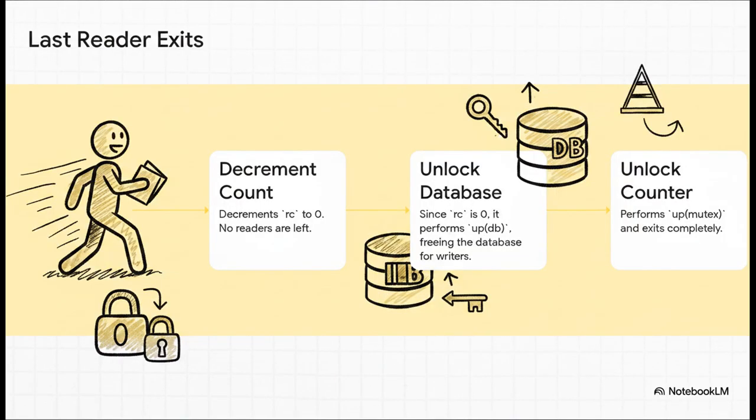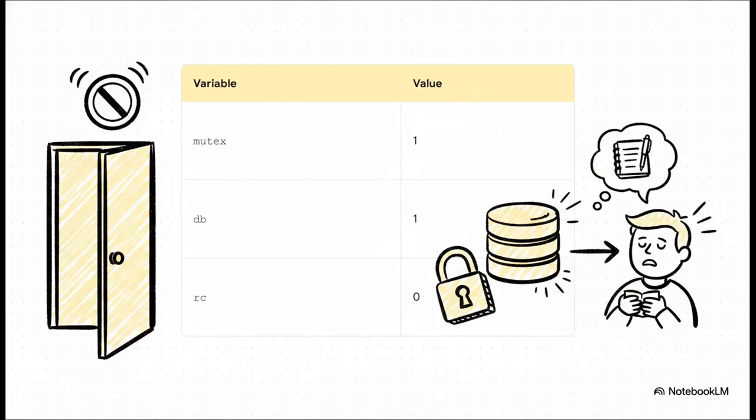So you're probably wondering, when does the poor writer finally get a turn? The magic happens when the party's over, when the very last reader leaves. As it's heading out, it locks the counter, lowers the count, and when that count hits 0, that's the trigger. That specific reader is now responsible for unlocking the main DB semaphore. Think of it like turning the lights back on and taking down the Do Not Disturb sign. The database is now totally free, and that writer who's been waiting so patiently can finally wake up, grab the lock, and get the exclusive access it needs to do its job.